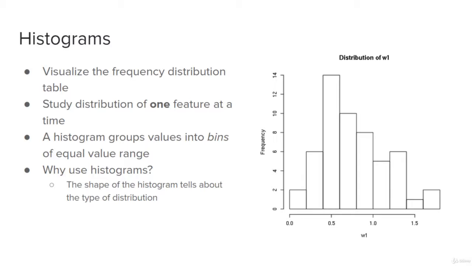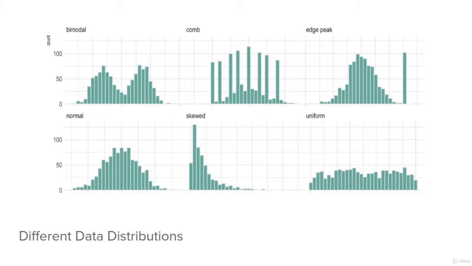So after visualizing the distribution, we're going to see the shape of the distribution, and then we're going to reason with it, extract insight, and get more information about that particular feature. These are the different types of data distributions we see over here. We have bimodal, comb, edge, peak, normal, skewed, uniform. Out of these distributions, bimodal, normal, skewed, and uniform are the most important ones.